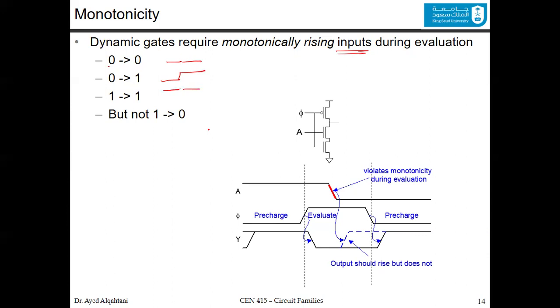The only unaccepted input is if you have from 1 to 0. So this means that we need to make sure that the input either stays the same or increases. We don't want a decreasing or a falling input. Either it's the same or rising. The falling causes trouble for us. And this property is the monotonicity.